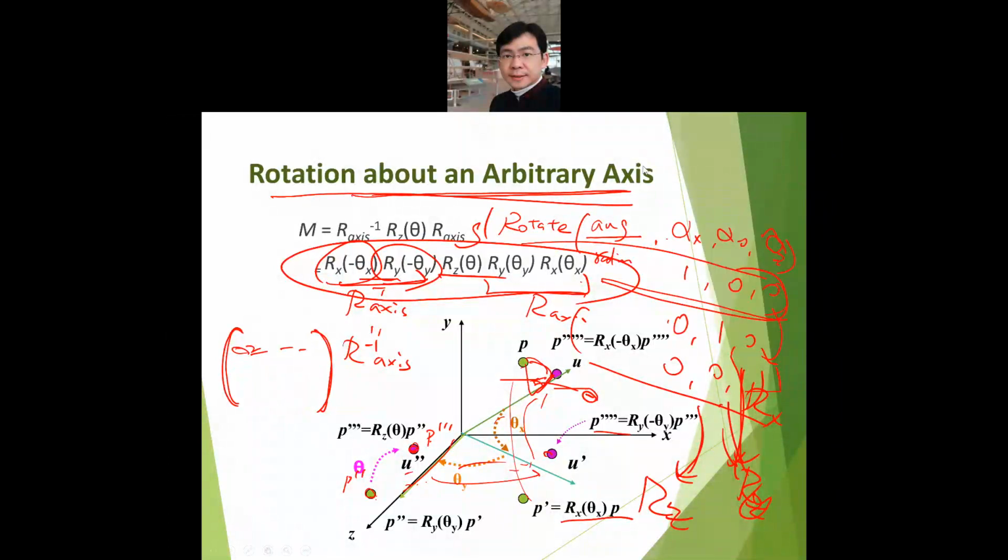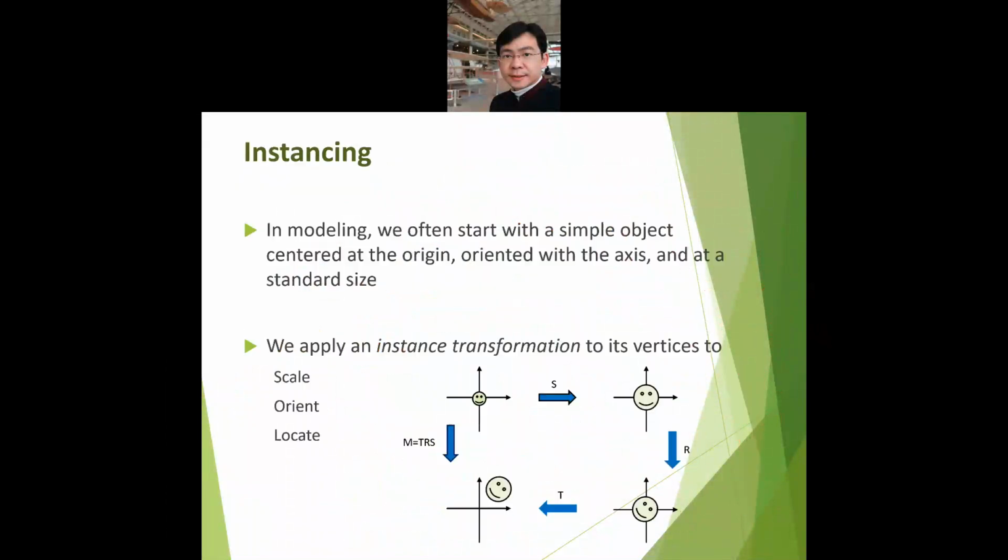Okay, so that is the rotation about an arbitrary axis. So you don't have to worry that you have to do this every time. It just lets you know how this kind of matrix is derived. So for OpenGL, we can simply call the API to deal with this problem.